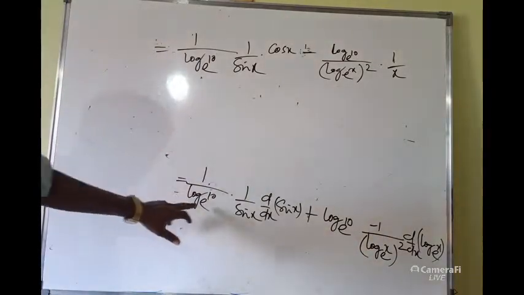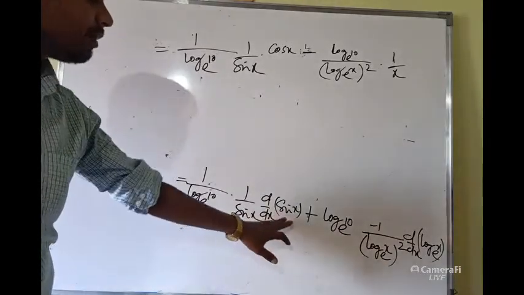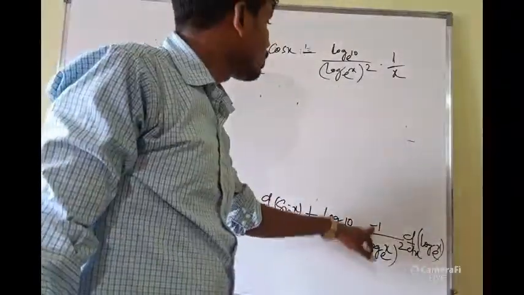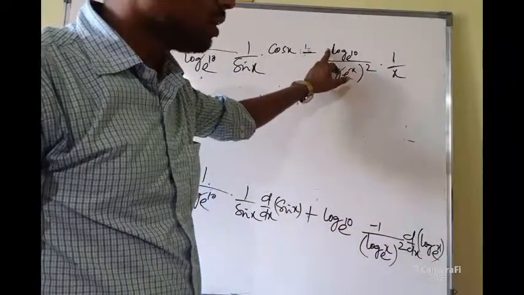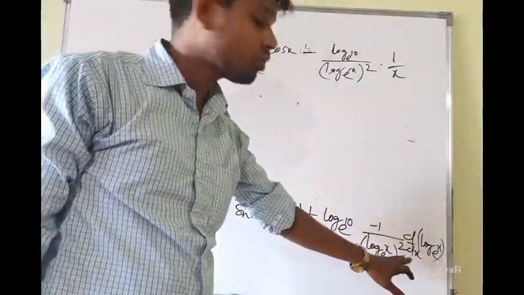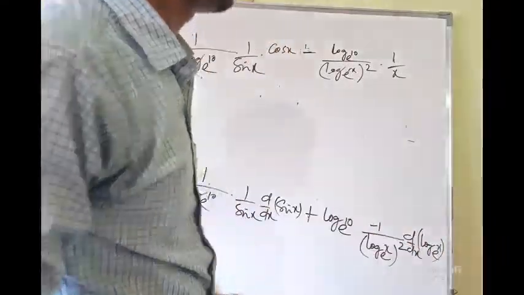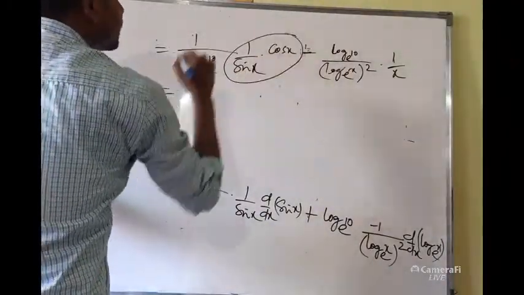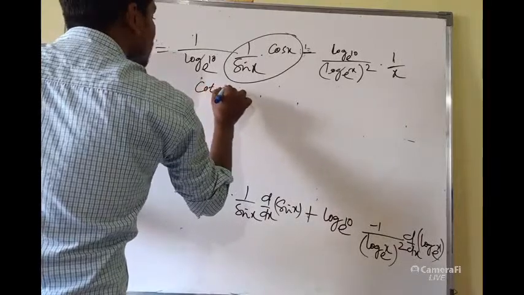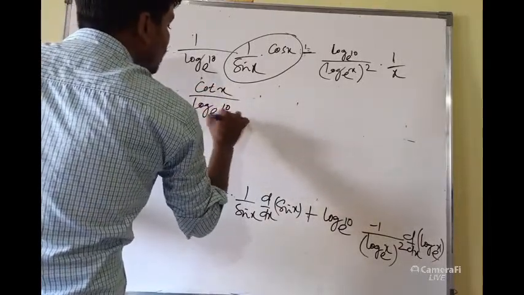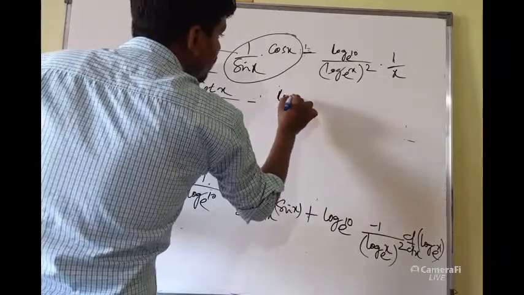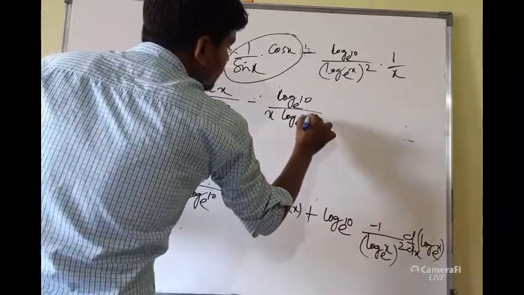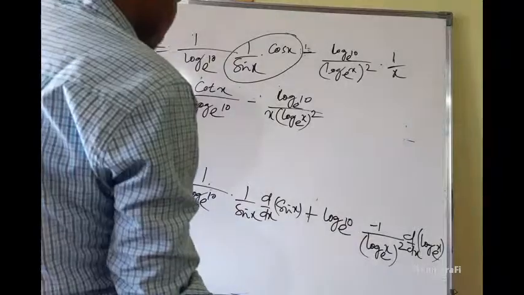Okay, here 1 by log 10 base e and 1 by sin x and the derivative of sin x. This becomes the derivative of sin x equals cos x, and here minus 1 is here, so minus log 10 base e divided by log x base e to the power 2. Okay, then the derivative of log x base e is 1 by x. Okay, any doubt? Then this can be written: cos x by sin x is cot x by log 10 base e, and minus log 10 base e divided by x times log x base e whole to the third power. Okay, this is the answer of this question.